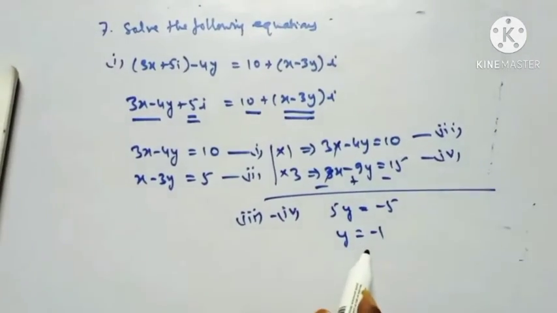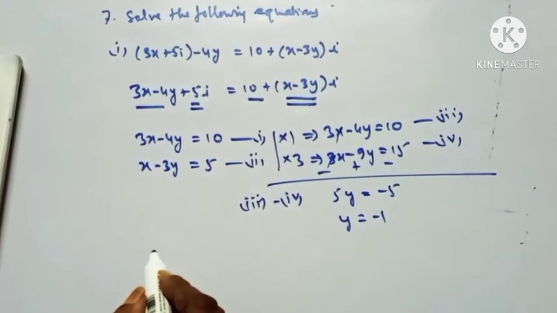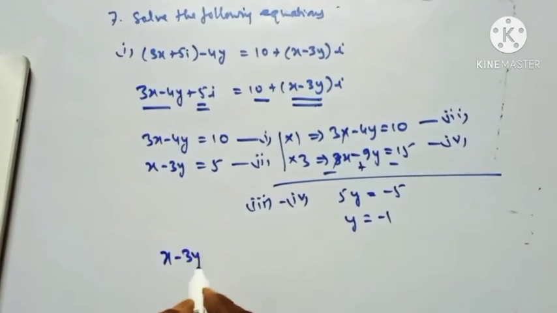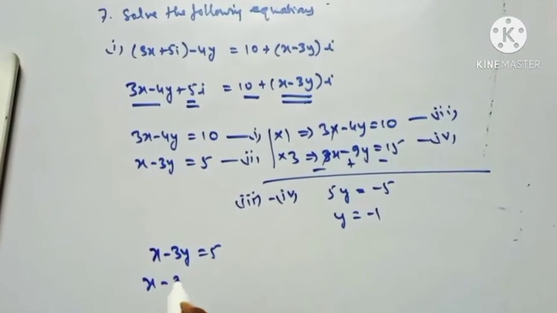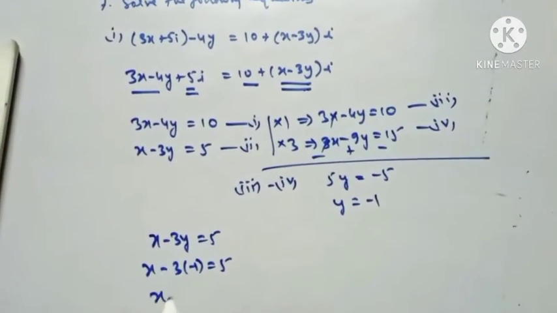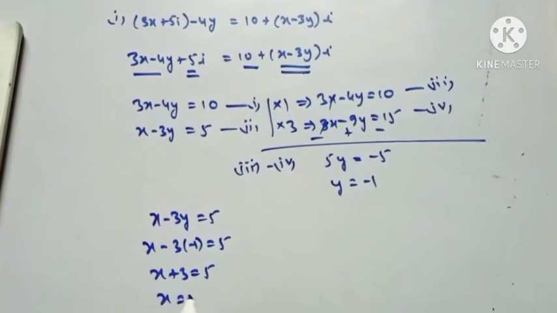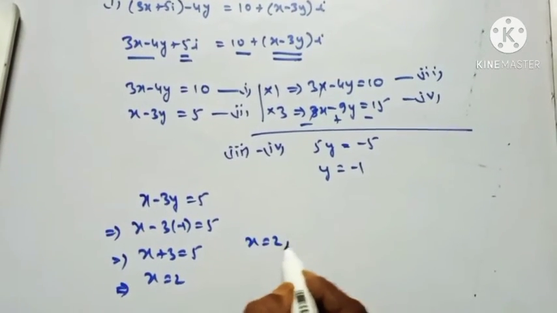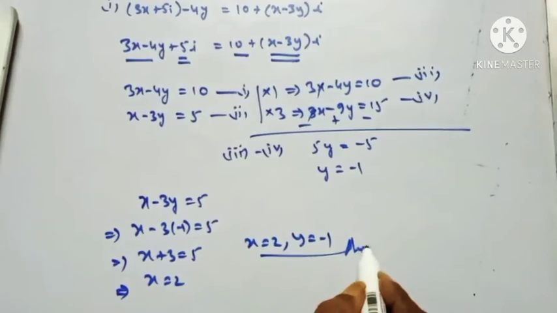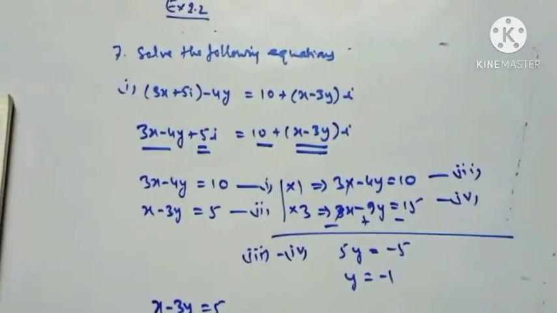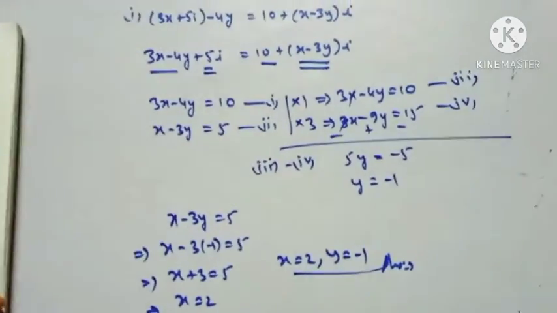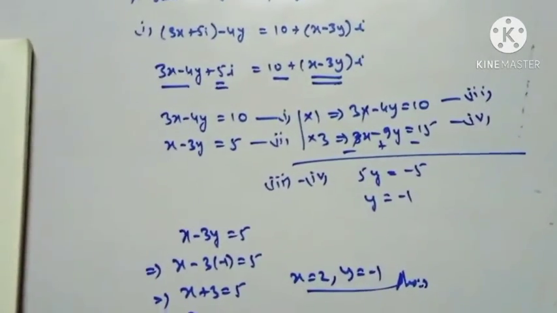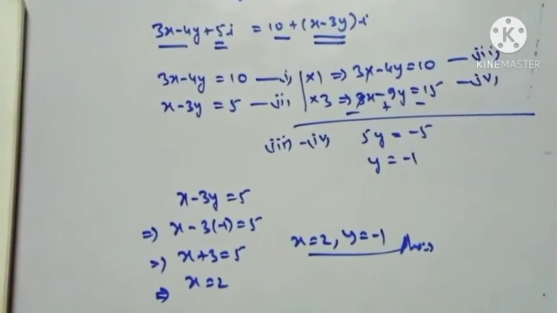Now I'm going to put the value of minus 1 in any one of these two equations. I'm going to select equation 2, x minus 3y equal to 5, x minus 3 into minus 1 equal to 5, x plus 3 is equal to 5, x is equal to 2. So we have x is equal to 2 and y equal to minus 1. This is the answer. Let me check the answer, 2.2, question number 7: x is equal to 2 and y is equal to minus 1. So this is the answer.